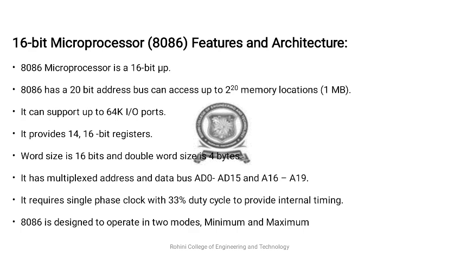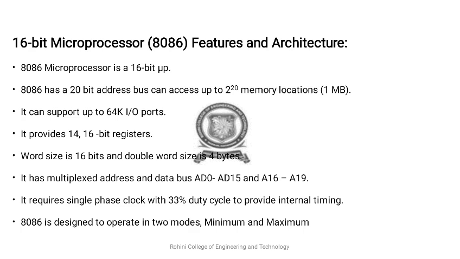8086 has a 20-bit address bus and can access up to 2 power 20 memory locations. It can support up to 64K input-output ports. It provides 14 16-bit registers. Word size is 16 bits and double word size is 4 bytes. It has a multiplexed address and data bus AD0 to AD15 and A16 to A19. It requires a single phase clock with 33% duty cycle to provide internal timing.